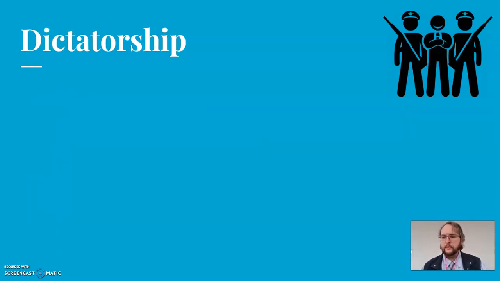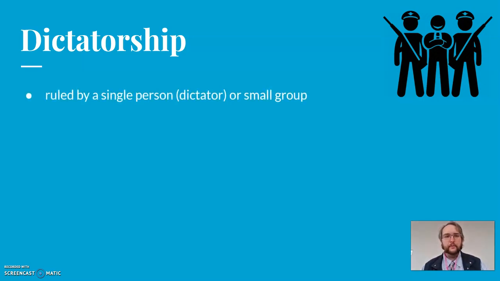The next type of government we discuss is a dictatorship. And a dictatorship is ruled by a single person, a dictator, but it can also be ruled by a small group, maybe a group of 2 or 3, usually military leaders. But in most cases, it's ruled by a single person, a dictator.